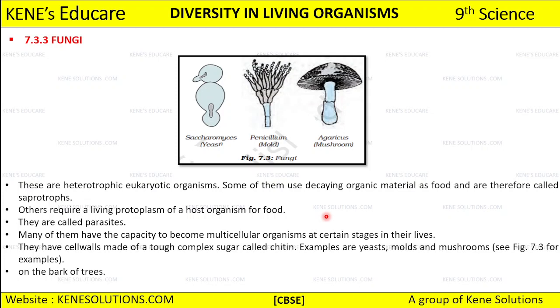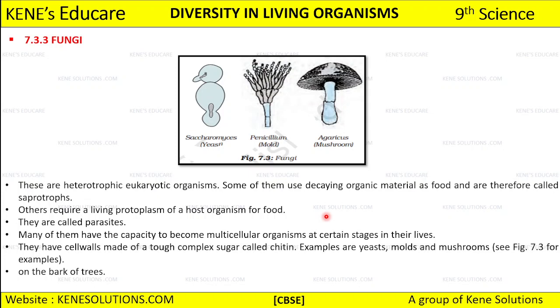So I hope these fungi have been clear to you. What you have to remember: fungi are heterotrophic eukaryotic organisms. Some fungi need decaying organic material as food, and we call them saprophytes or saprotrophs. And some fungi require a living protoplasm of a host organism for their food. What do they require? Living protoplasm of a host organism, and they are going to use it as food, and we call them parasites.